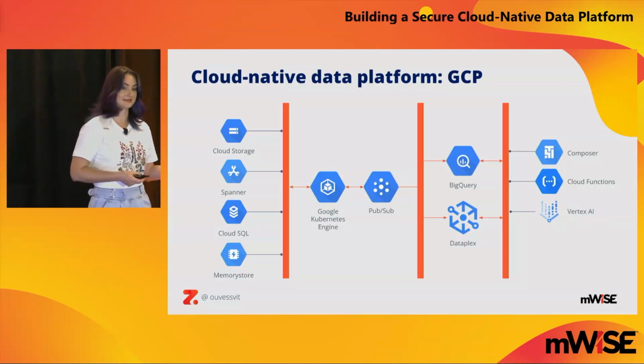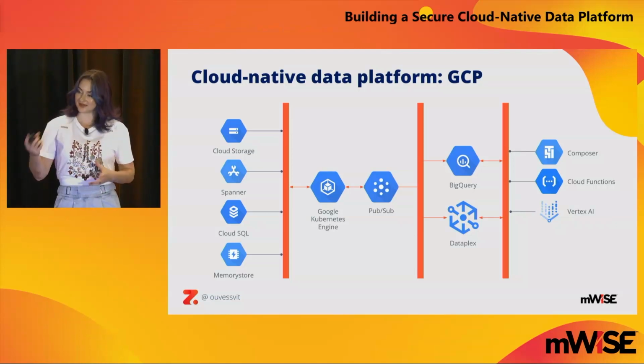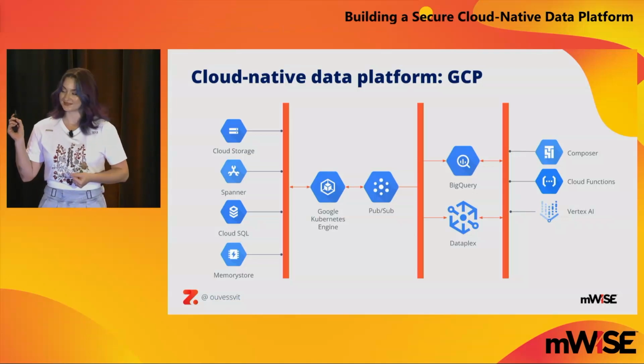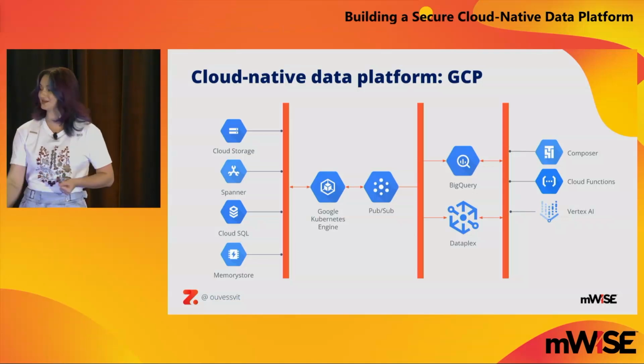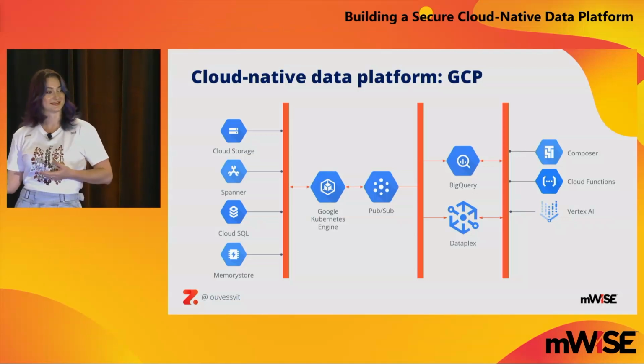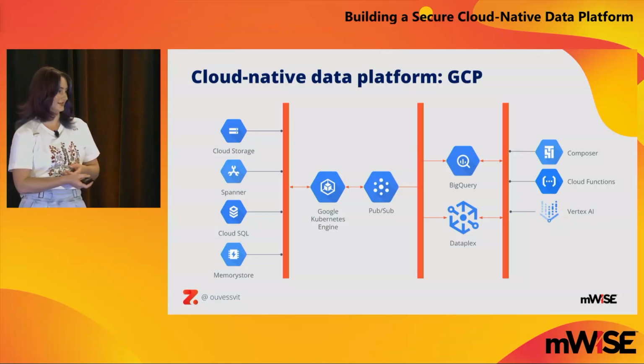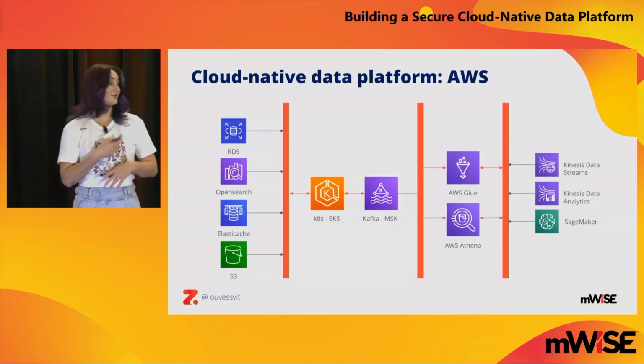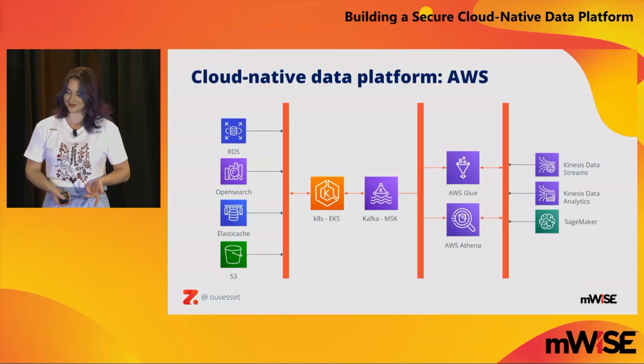Your pipelines are in Composer, your event-based pipelines are in Cloud Functions, and if you go ahead and venture into the land of AI and want to train some large language models, you would use Vertex AI. And if you're on AWS, your situation is very similar.